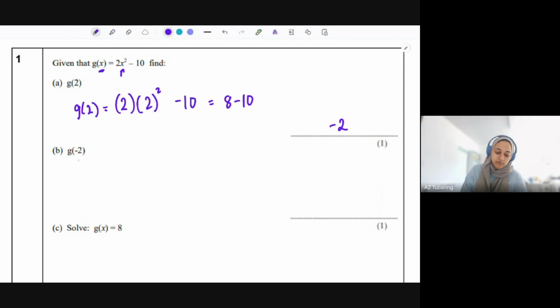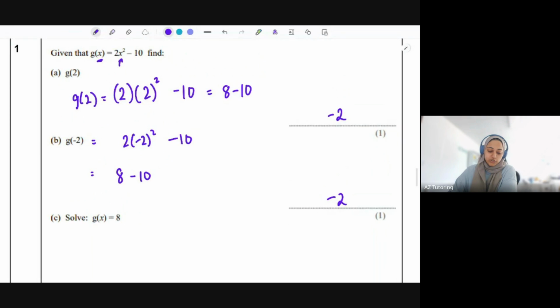Let's do the next one. We've got g of minus 2. So g of minus 2, I get minus 2 squared times 2, minus 10. Now, minus 2 squared is just 4, and 4 times 2 is 8. 8 minus 10, again, that gives us minus 2.